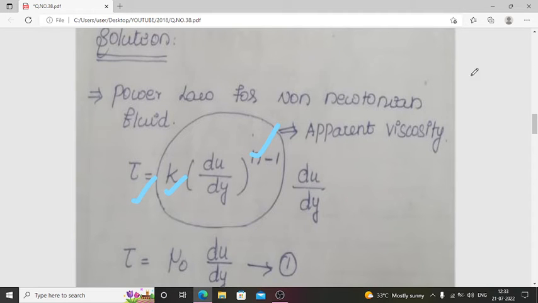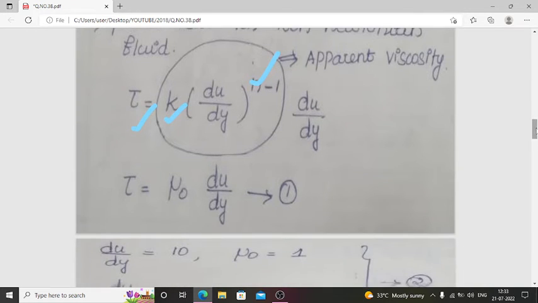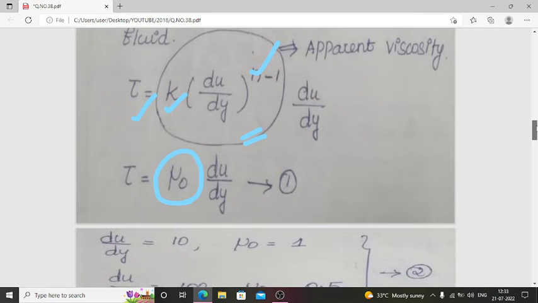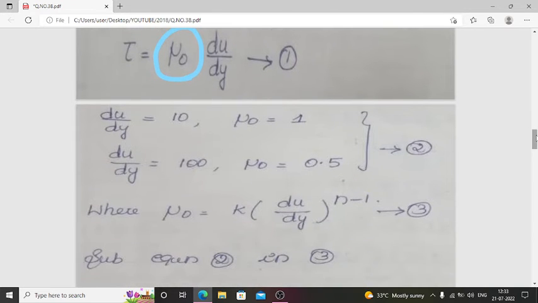So tau is equal to mu naught into du by dy. What is mu naught here? Mu naught is the apparent viscosity. From this equation, mu naught is equal to K into (du by dy) power n minus 1. That is the mu naught or apparent viscosity. This is equation number 1. Equation number 2, this is the given data: shear rate 10 second power minus 1.